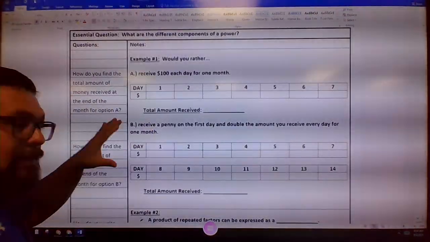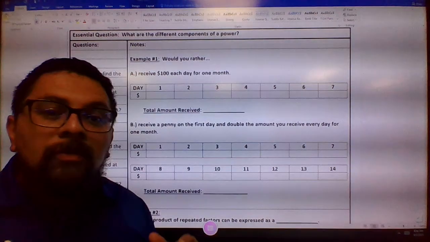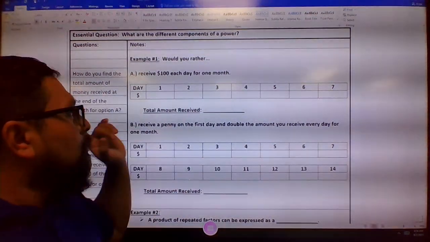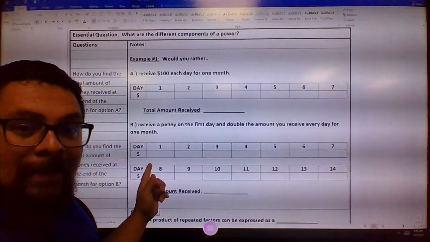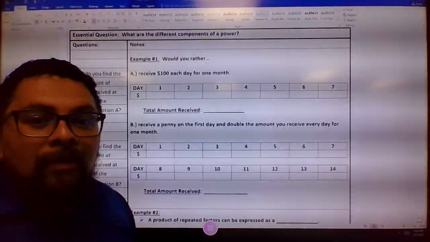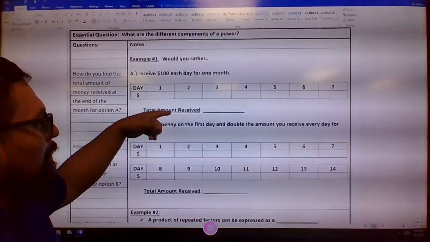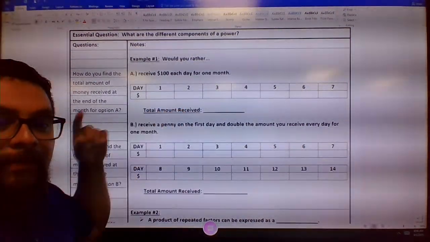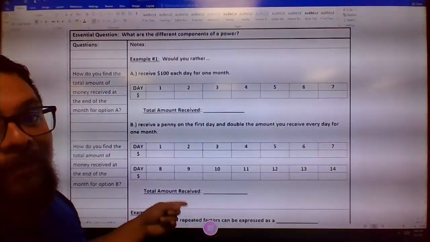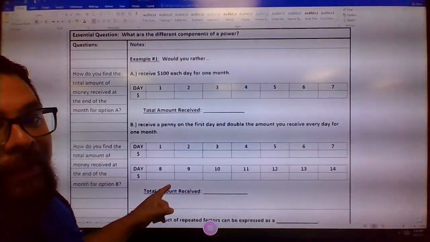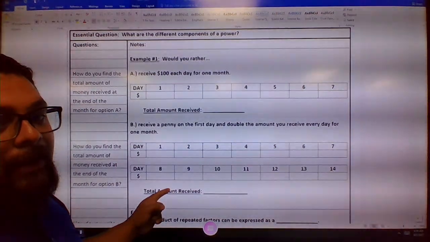Example one, we did this already. I asked you, what would you like? Would you like for me to give you $100 a day for 30 days, or would you like for me to give you a penny and then double that every time? Those of you that picked this one, you're going to receive $3,000. If you pick this one, you're going to receive more than $5 million on the 30th day. So this one's the better deal.